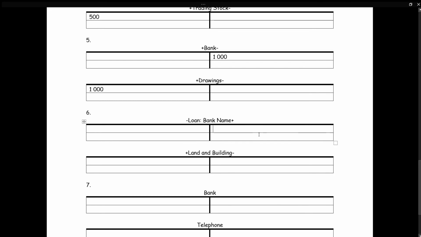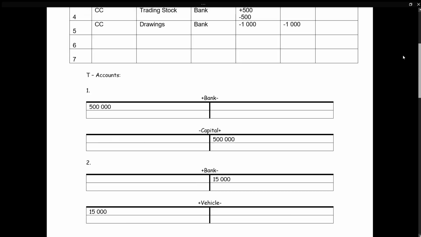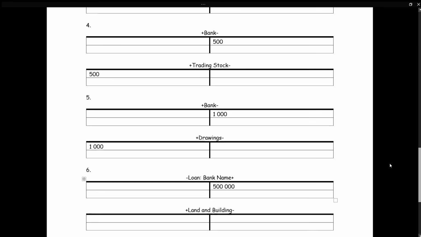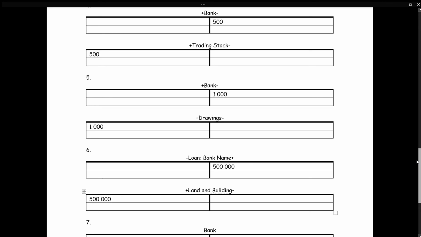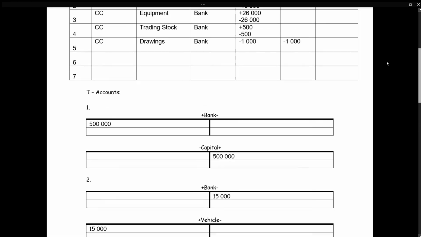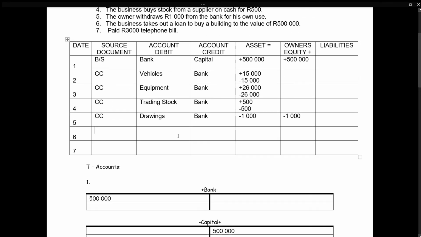So my liabilities will increase with that amount, 500,000 Rand. Yes, 500,000. So my loan will be credited while my land and building will be debited. It is increasing. Right. Loan, liability, land and buildings, assets. So you will most likely see this transaction on the bank statement.